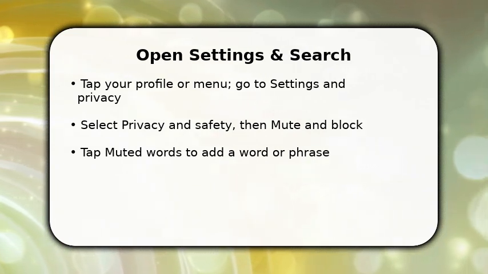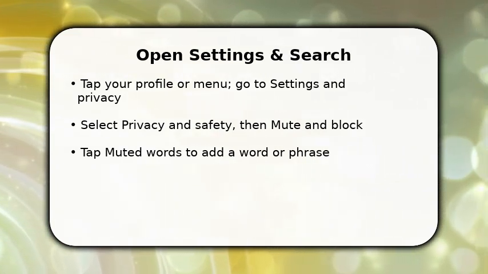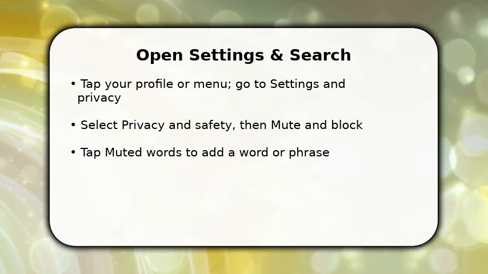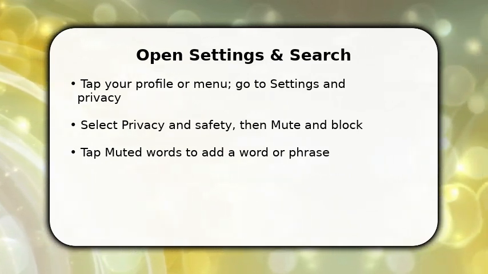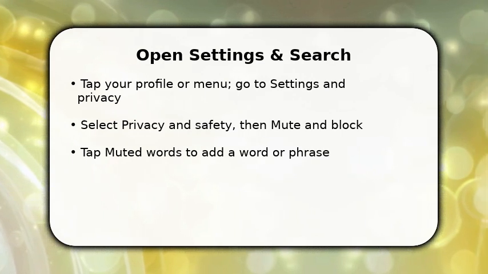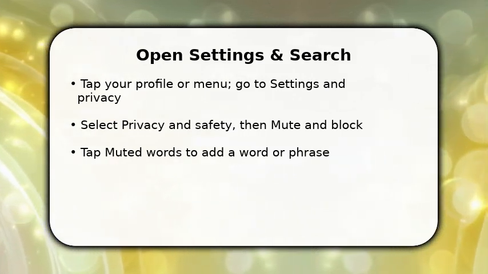Once there, tap Muted Words to begin adding entries. You should add single words, phrases, or hashtags depending on what you want hidden. Make sure to choose whether the mute applies to your timeline, notifications, or both. That decision controls where content disappears.